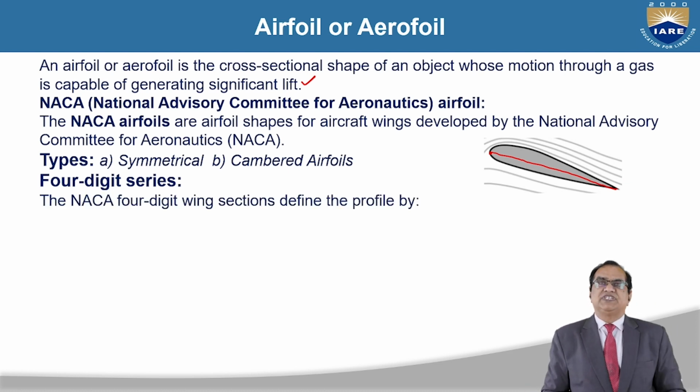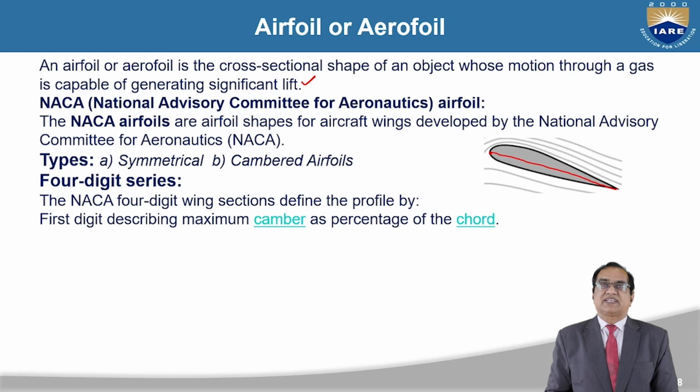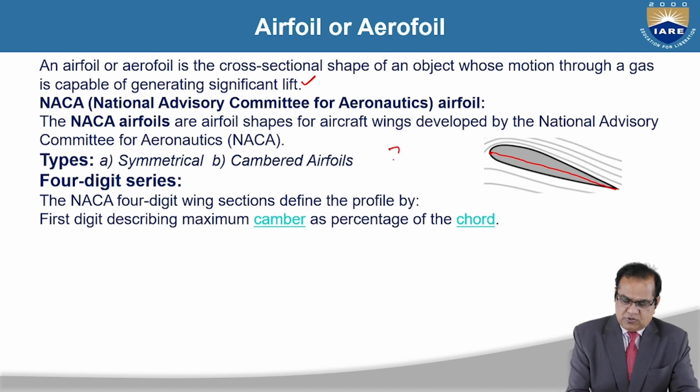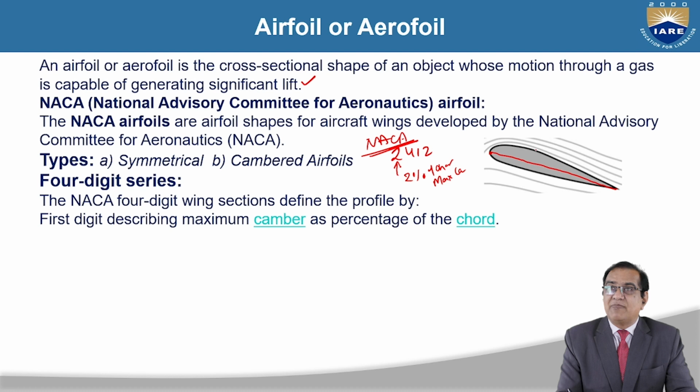The NACA 4-digit wing section defines the profile by the first digit describing maximum camber as a percentage of the chord. Suppose there is 2412. This is the NACA series 2412. The first digit describes maximum camber as a percentage of the chord. So here this 2 indicates that 2% of the chord is the maximum camber.